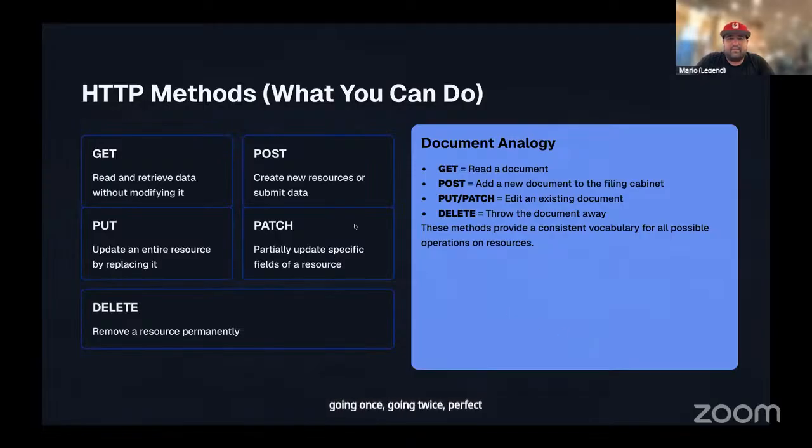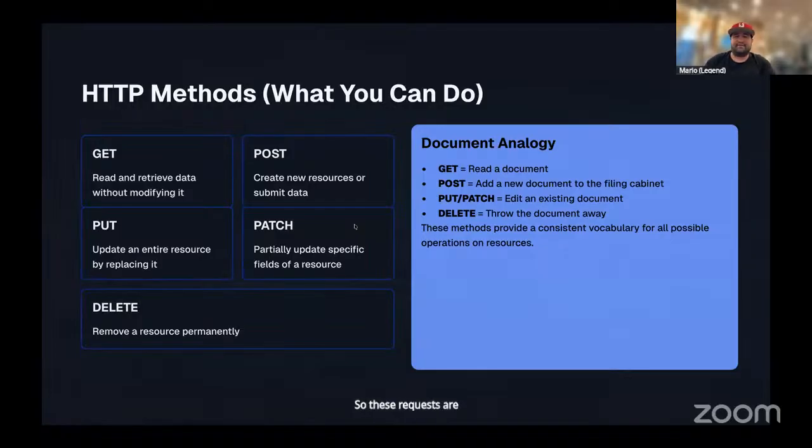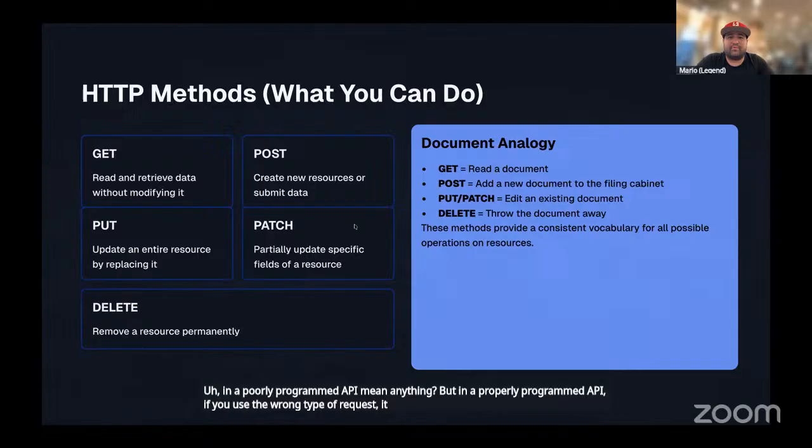All right, so what I was saying is we have GET requests, POST requests, PUT and PATCH requests, and DELETE requests. These requests are always different types of information that we give as markers to the server about what we want to do. Now, they're kind of interchangeable in that they don't necessarily, in a poorly programmed API, mean anything. But in a properly programmed API, if you use the wrong type of request, it's not going to work.